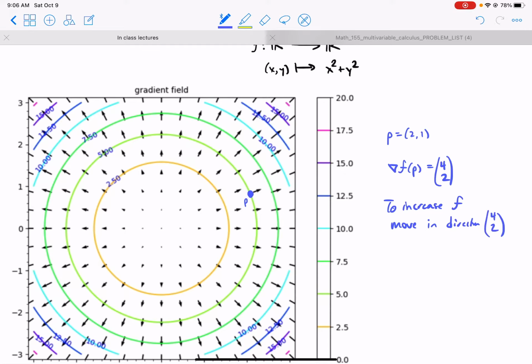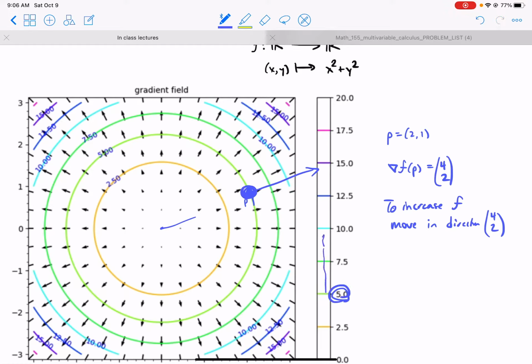Now, why? Well, you can see it's correct, right? If we move radially out from the center, we're going to get higher values of this function because we're going to move to circles that have bigger radius, or bigger radius squared. So, 10, 12, 15. We keep increasing the function's value. At p, it's green, so it's maybe like 5. 2 squared plus 1 squared is 5. So right now at p, the function's value is 5.